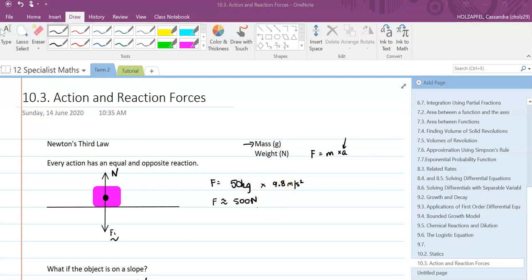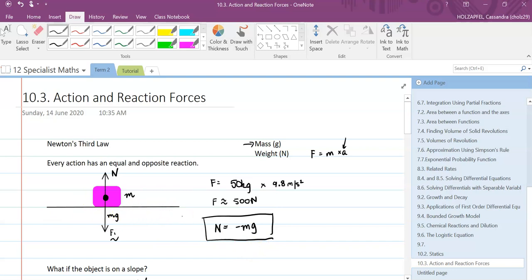Since we don't know the mass of this object, I'm going to denote the mass as m, and so therefore this force that's acting downwards is going to be equal to the mass times the gravitational constant. The normal force, since it's equal and acting in the opposite direction, is going to be equal to negative mg. So this is what's happening when we have an object that is on a flat surface.